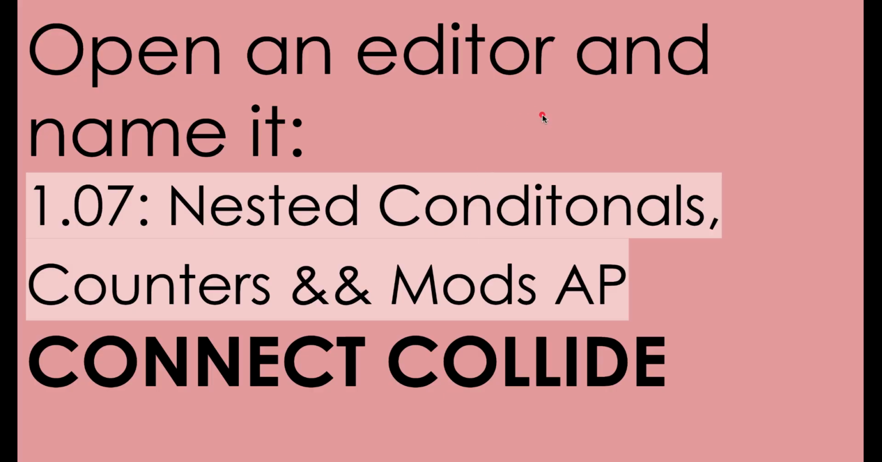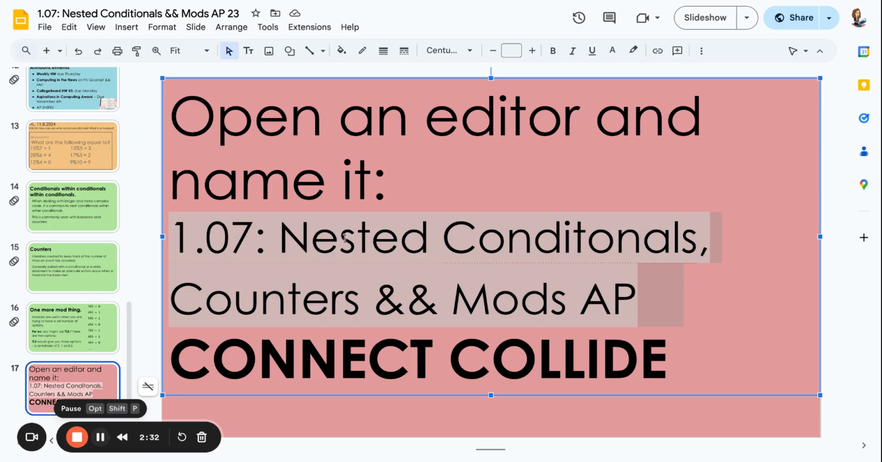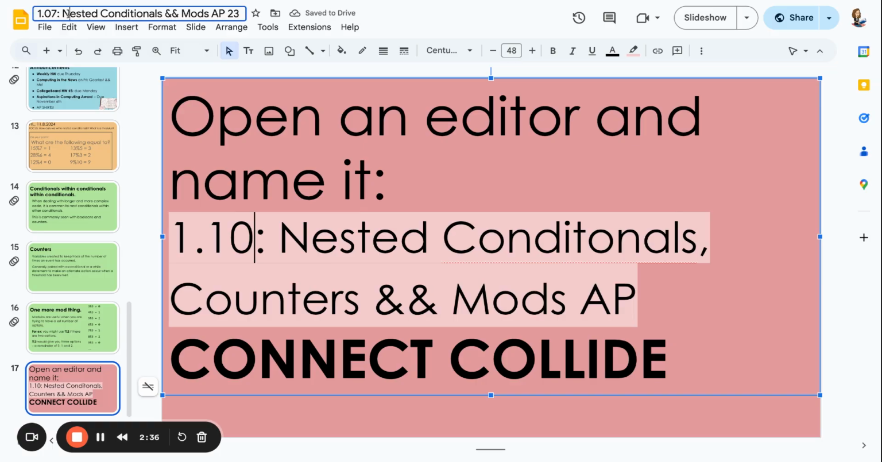So I'd love for you to open up an editor, name it 1.07 Nested Conditionals, Counters, and Mods AP, and please connect Collide. Please pause this video, rewind this video, do whatever you need so you're getting this information. And as I make it, I'm actually going to change this to 1.10. I am so sorry. We already had a 1.07.